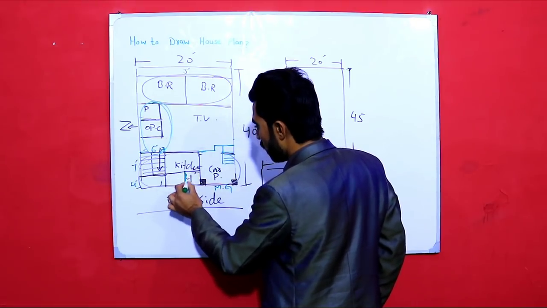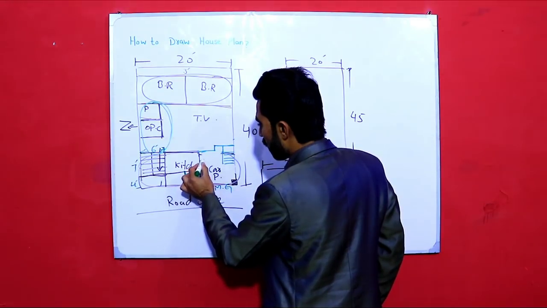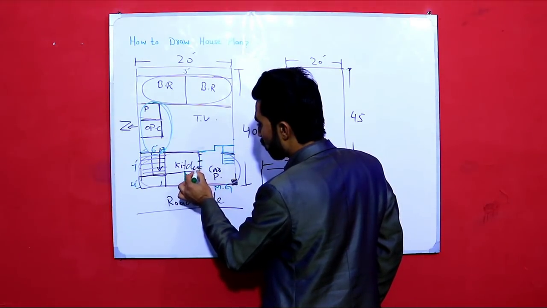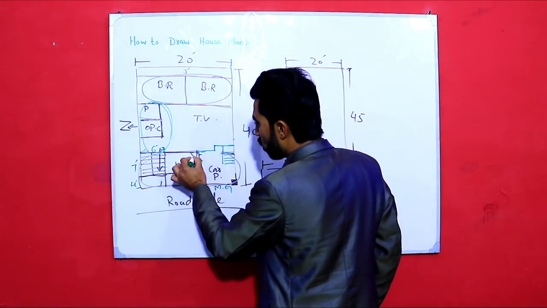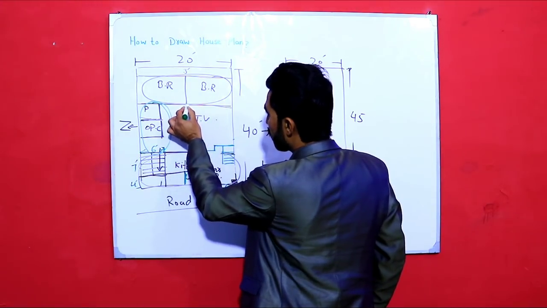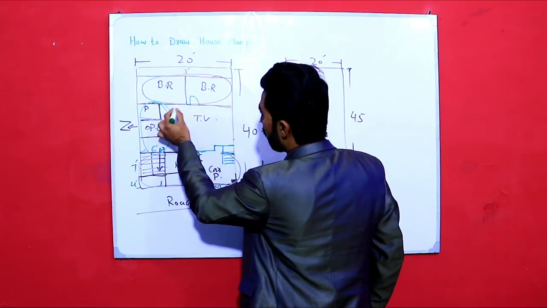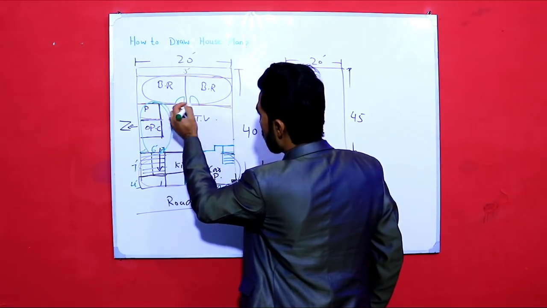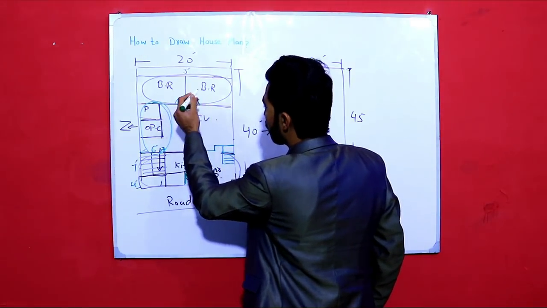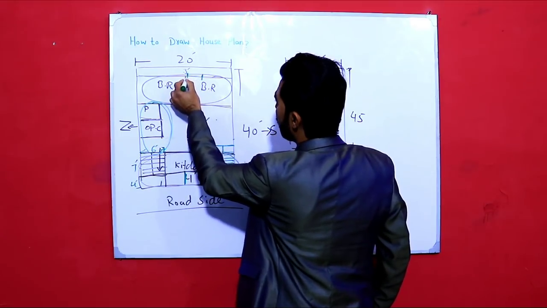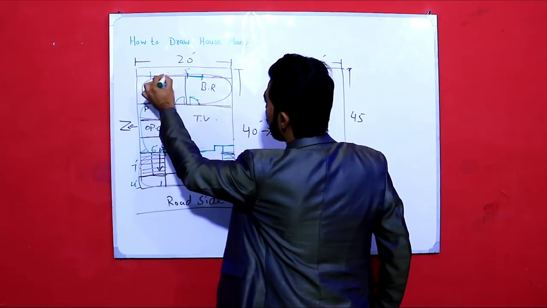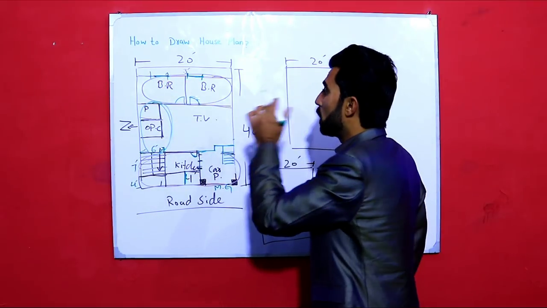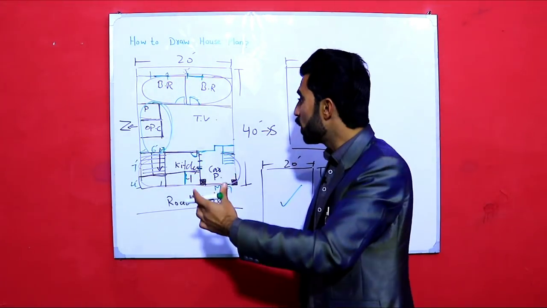Okay, this is kitchen. So the kitchen ventilation is this one. Okay, and there is a what? Door. This is also the door, and this is also door. Okay, these are back side windows. This is also the window to back side, open to sky. Also you can keep a small door for open to sky.